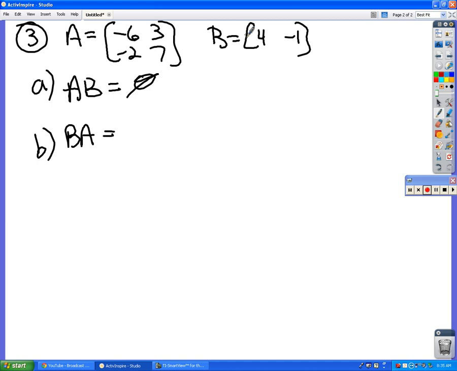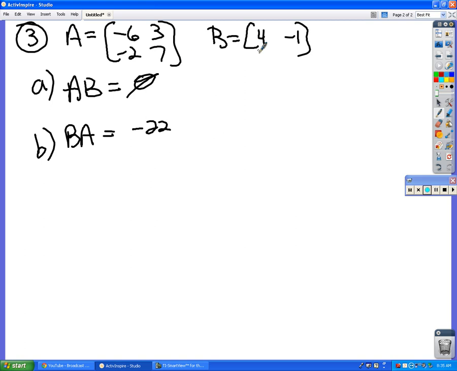B times A. So we're going to go this row across times this column down, and you can do it. So 4 times negative 6 is negative 24. Negative 1 times negative 2 is 2. And if you add those together, that gives me negative 22. Okay? And then that's it for that one.